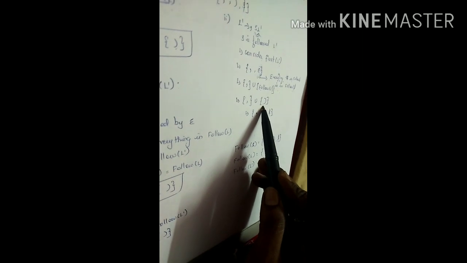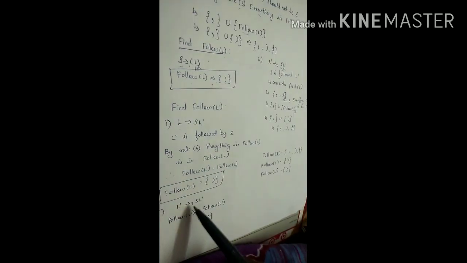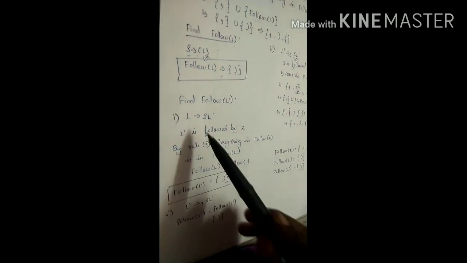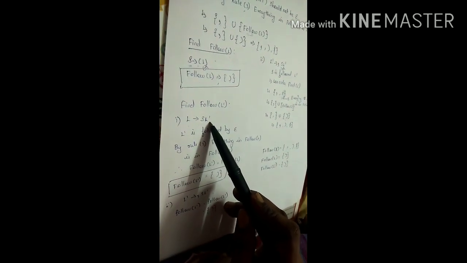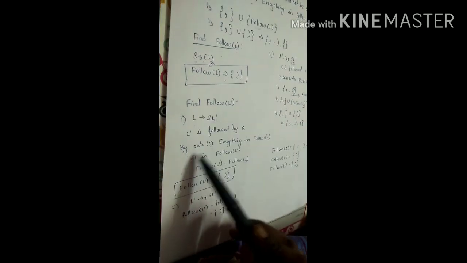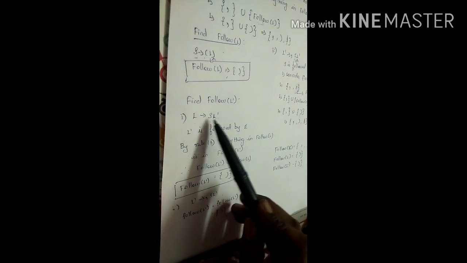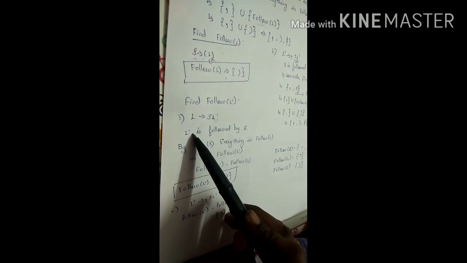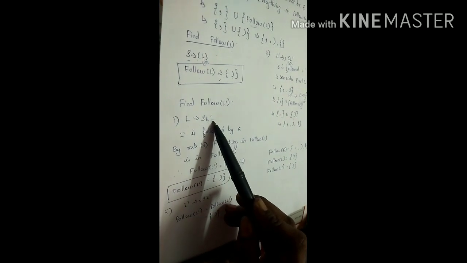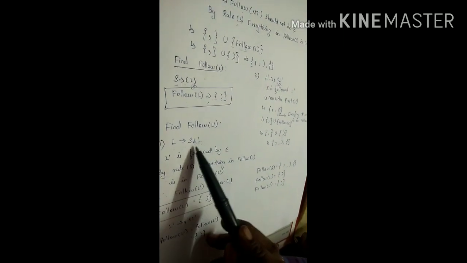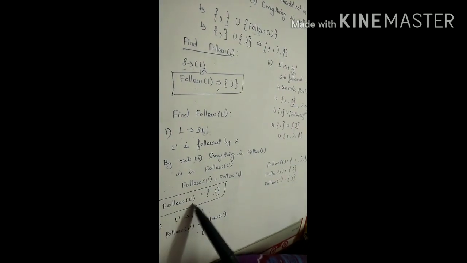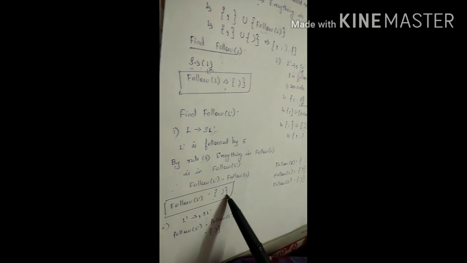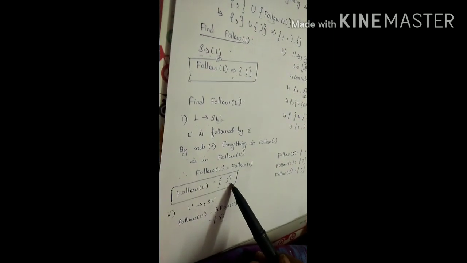To find follow of L dash, we have two productions: L tends to SL dash and L dash tends to comma SL dash. First we'll see this production. Here L dash is followed by epsilon, that is nothing. So by rule 3, everything in follow of L is in follow of L dash. So follow of L dash equal to close bracket.